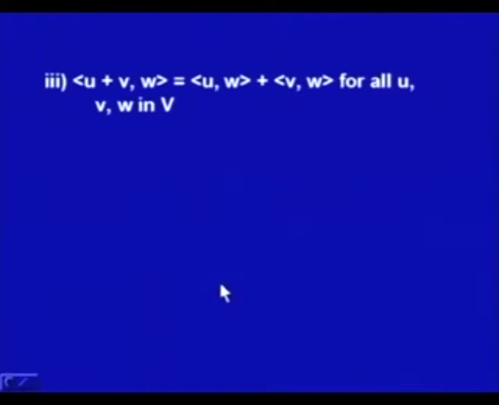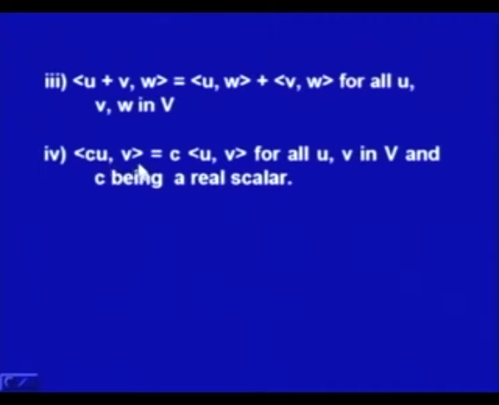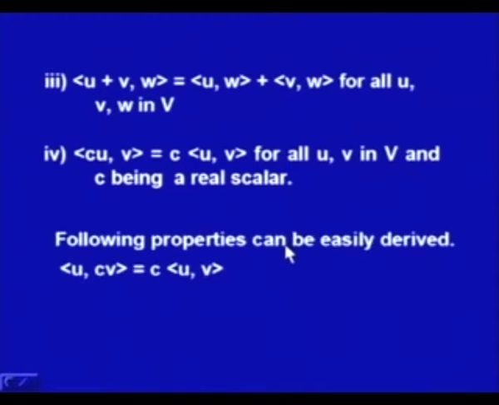According to the third property, the inner product of u plus v comma w is equal to the inner product of u and w plus the inner product of v and w, for all u, v and w in V. And the last one: the inner product of Cu and v is equal to C times the inner product of u comma v, for all u and v, with C being a real scalar. So, if it satisfies these properties, then an inner product is defined.